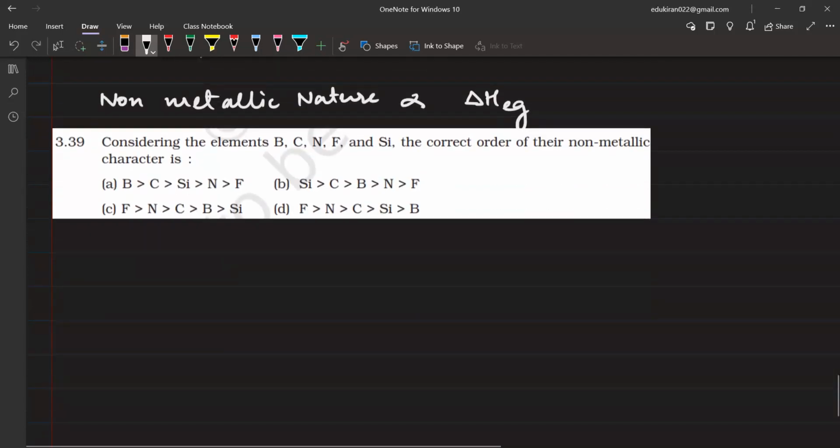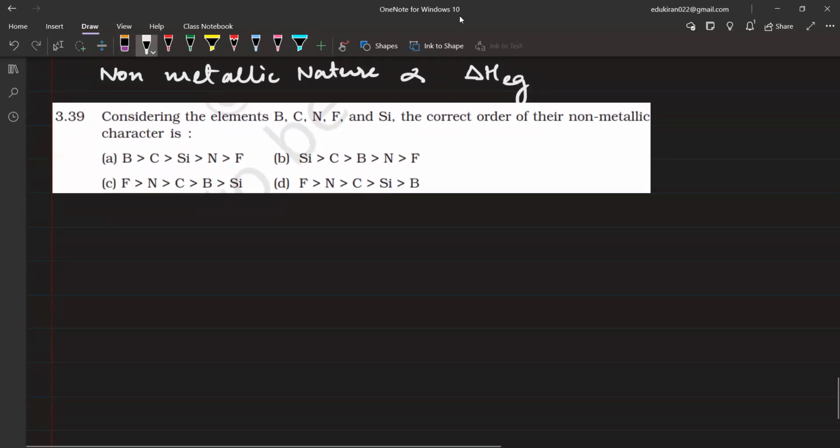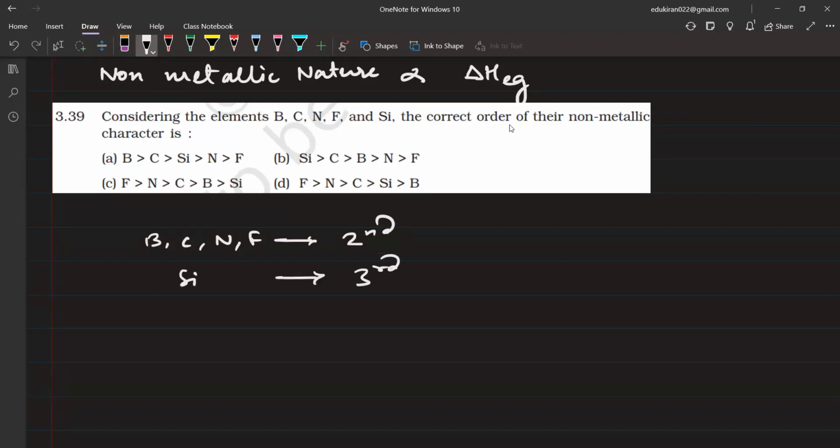So you guys are stuck, right? Right now you don't know how to deal with questions. So what I will suggest is that you try to write the period and the group number of all of these elements if you can. For example, boron, carbon, nitrogen, and fluorine, all of these will belong to the second period. Correct, guys? Very good. And after that, silicon is going to be in the third period, below carbon.